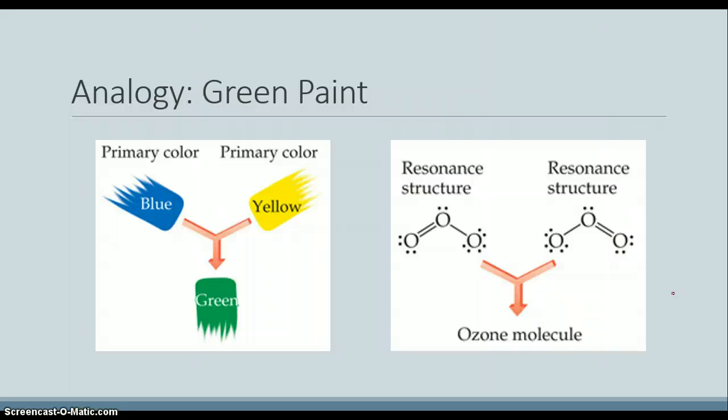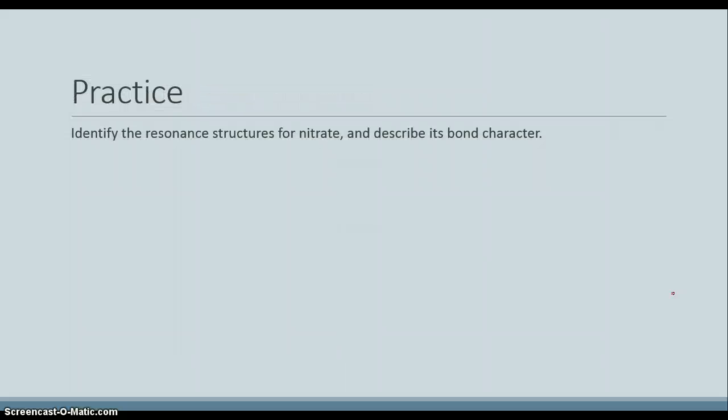No, in fact, it kind of has both of them together at the same time, therefore has its own identity. So the resonance structures here contribute to the average of the ozone molecule. Let's go and try nitrate. All right, nitrate here, I want you to try this out.